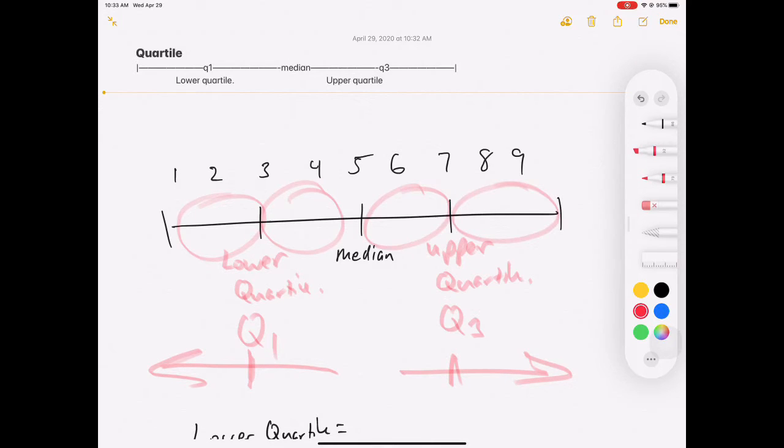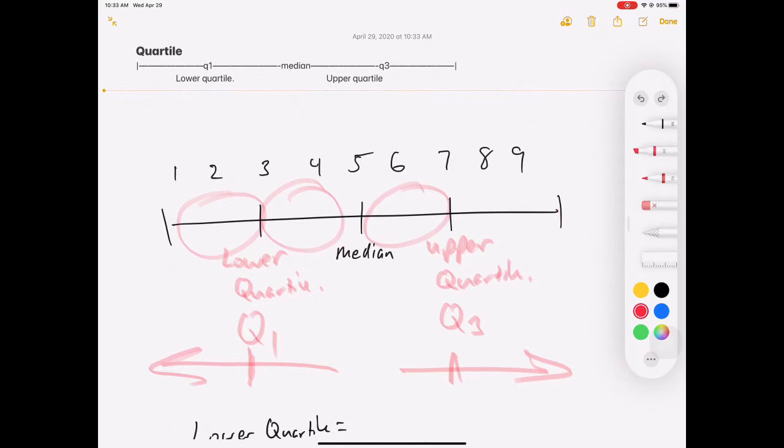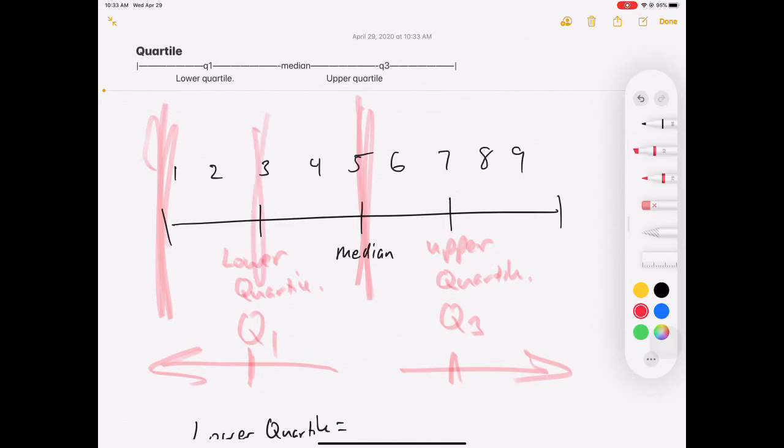Into 4 separate slots. Now, a couple of these words that we know already: when I break something in half, that's called the median, right? The median is the middle value. Now, the lower quartile is the middle of my left side. The lower quartile is the middle value of my lower side. The upper quartile is the middle of my upper side. So we're going to find the median of the median, in a sense: the median of the lower half, and then the median of the upper half.